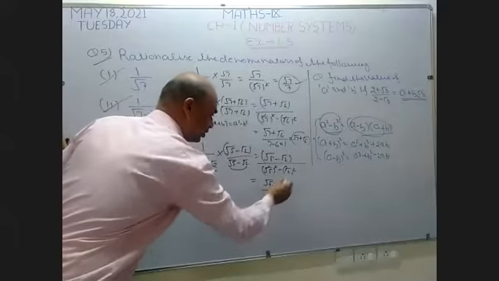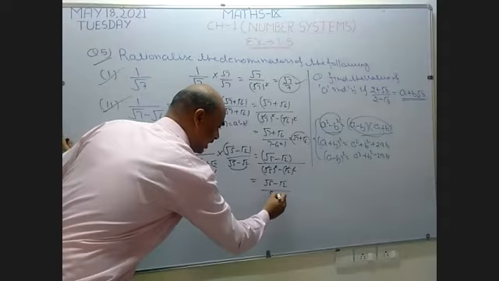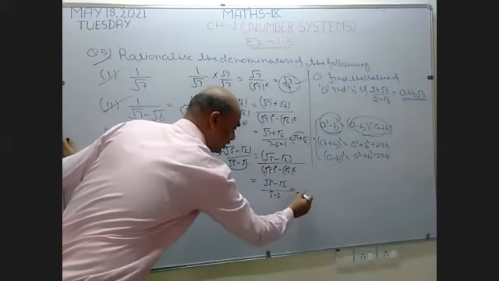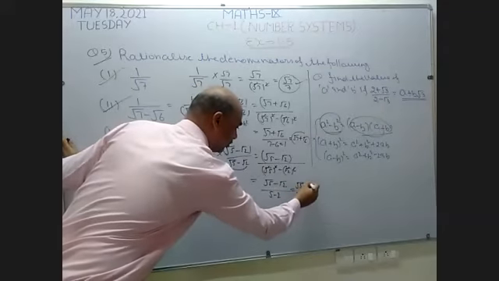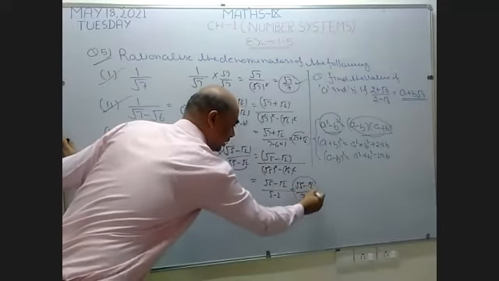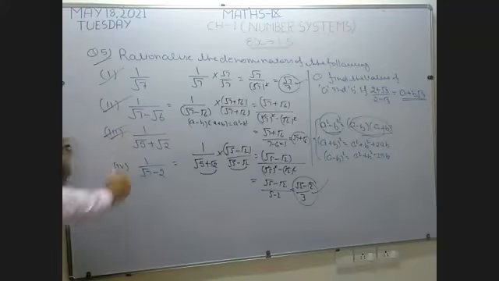This square is cancelled with square. What is that? 5 minus 2. And 5 minus 2 is 3. So the answer becomes root 5 minus root 2 of 3. This is the answer of the third part of the question.